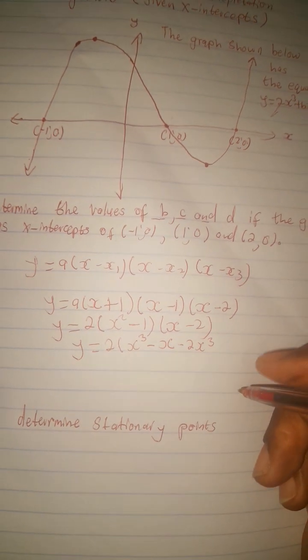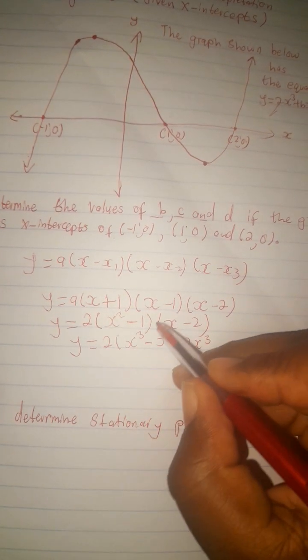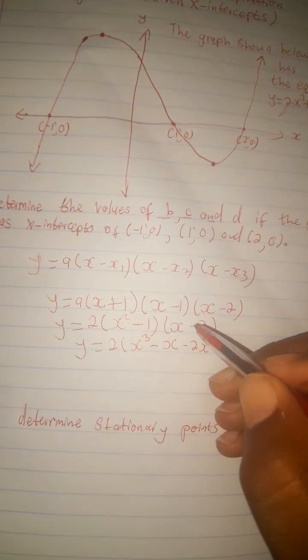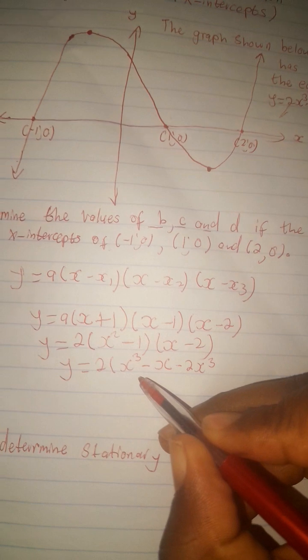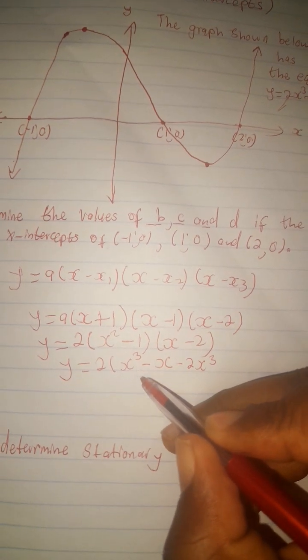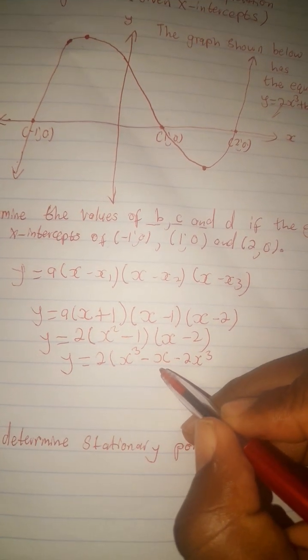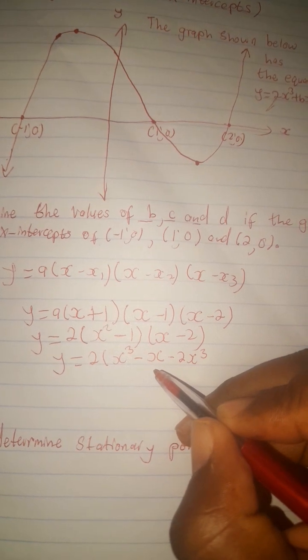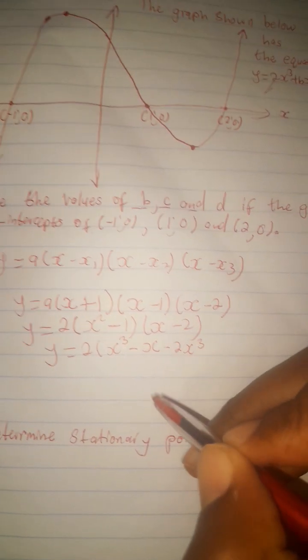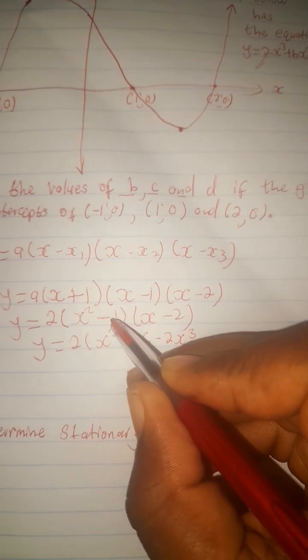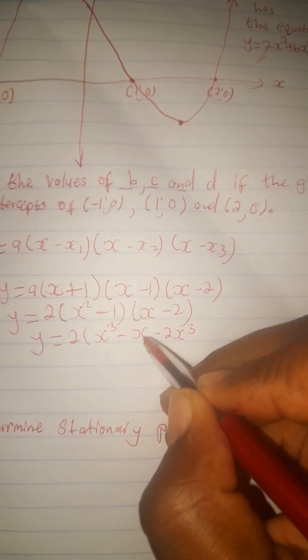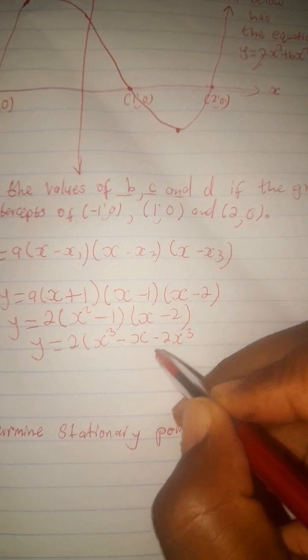What are we left with? x squared times x is going to be x cubed. Then -1 times x is negative x. Then -2 is going to be that.